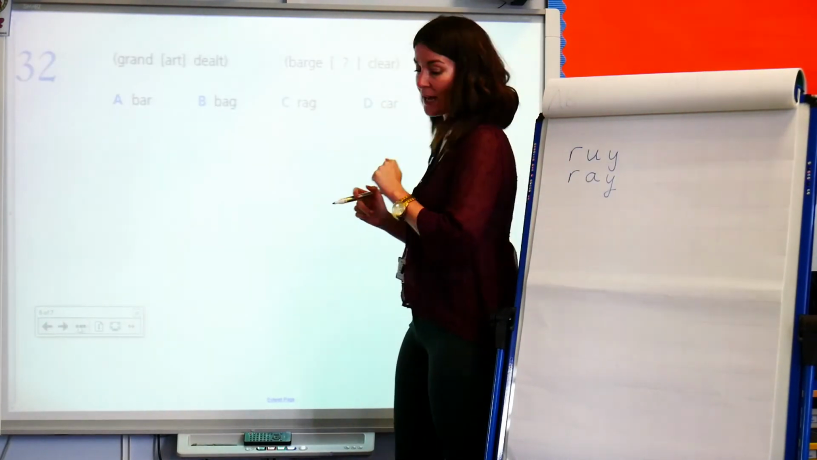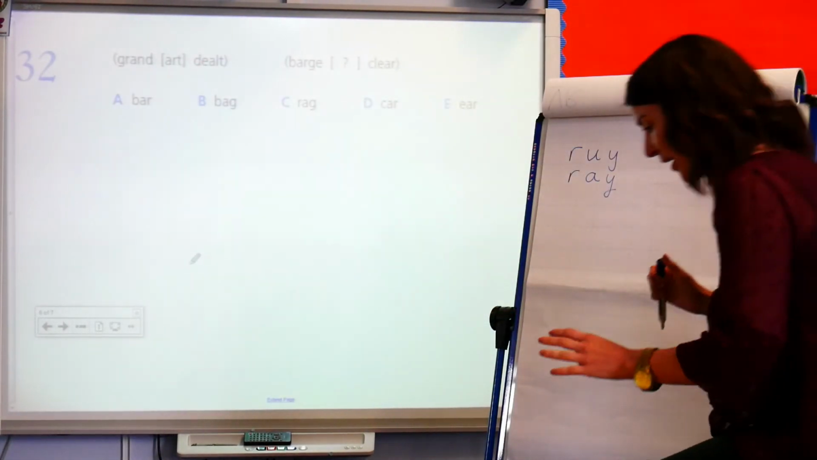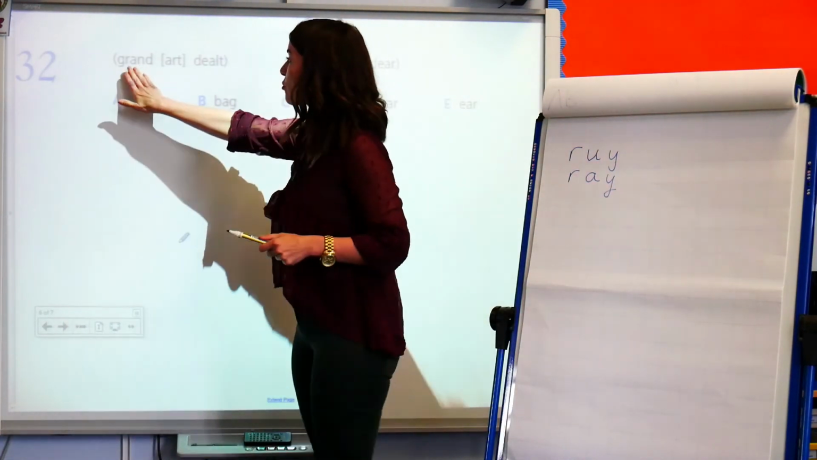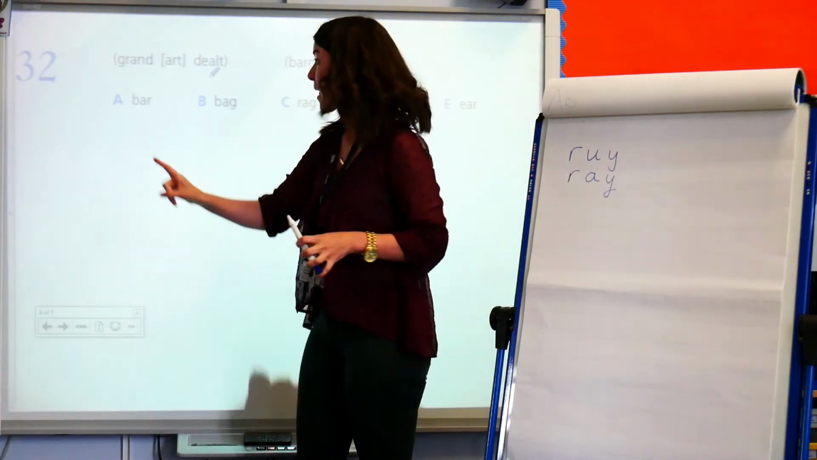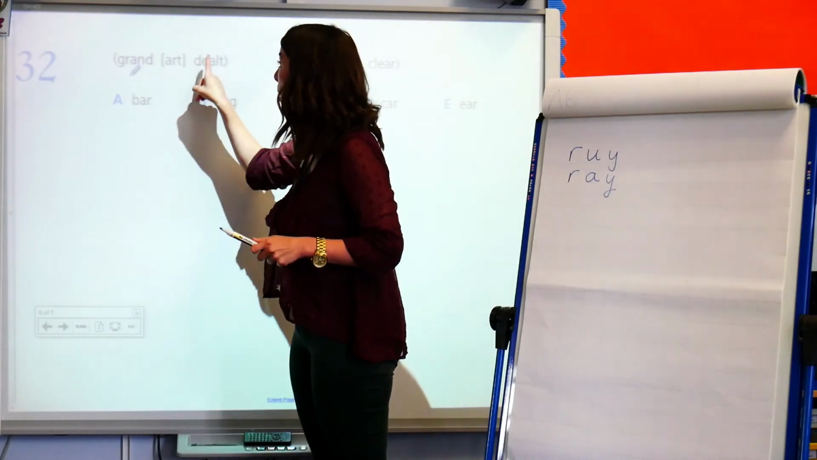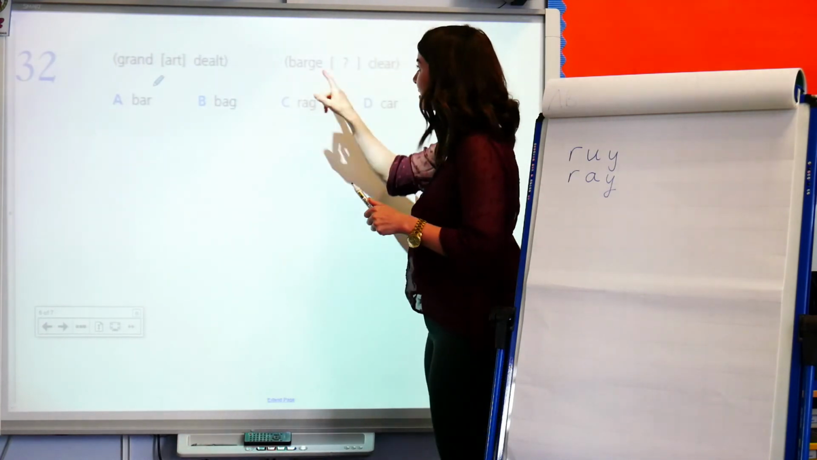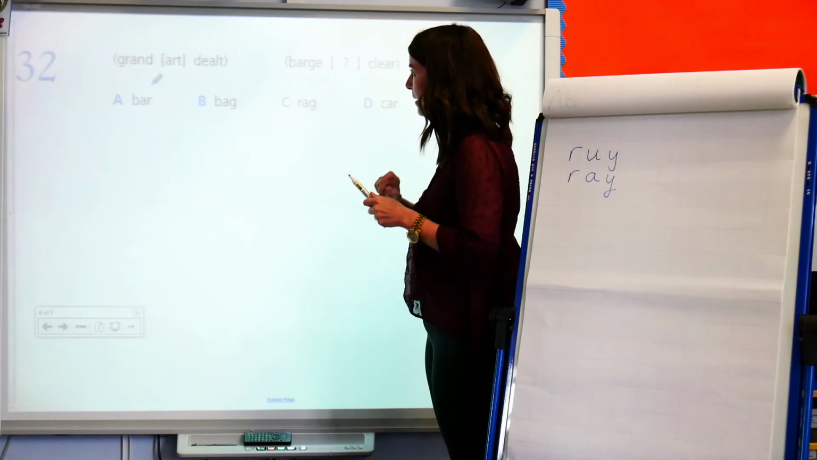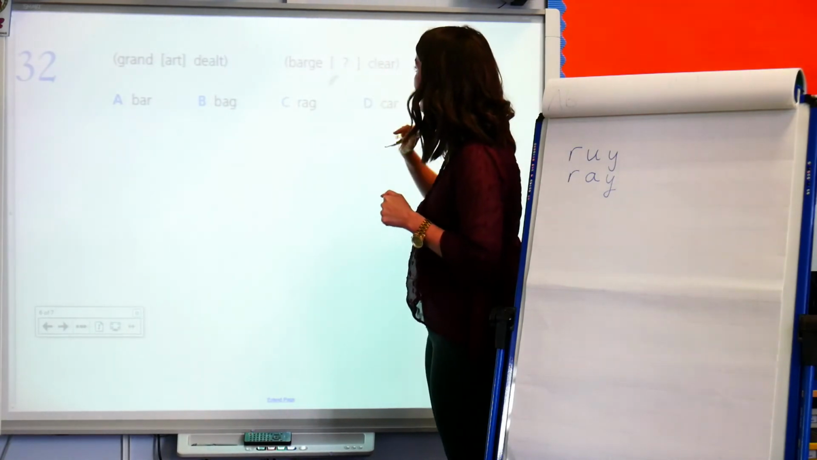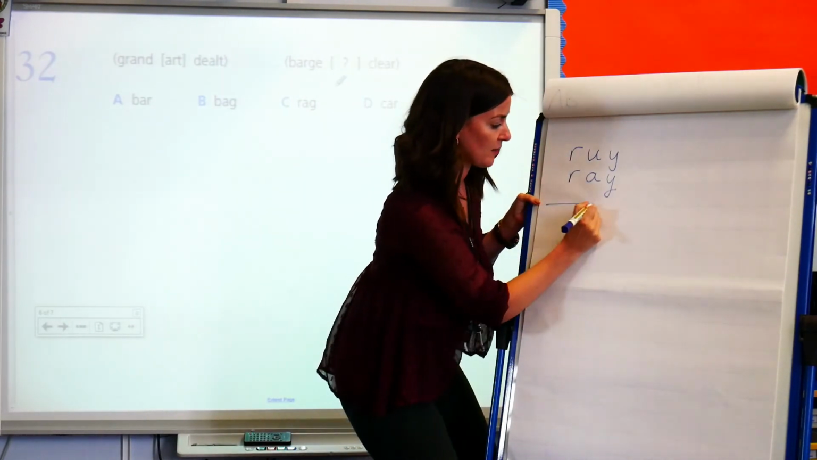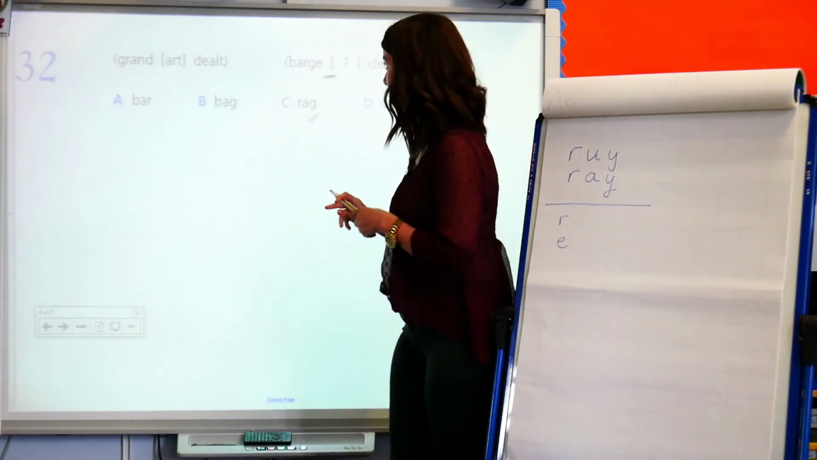Let's look at the last one together. I'm going to let you pause. Okay, last one. So we've got grand, dealt, and we've created art. The same problem. I've got an A, and I've got 2 possible A's. Both of them are the third letter of the word. So let's have a look. Our new word is going to be R, or it's going to be E. So I'm going to write that down as my option. My new word is going to start with R or E, okay?